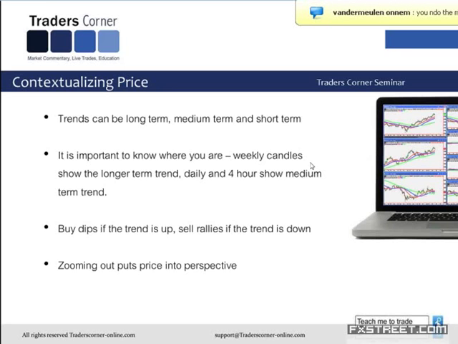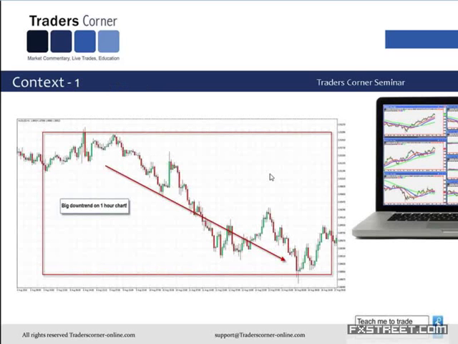Okay? So let's go and take a look out and see what zooming out can do. Sorry, I don't understand that, Van der Meulen. Okay, so taking a look at this chart here, what do you reckon? Downtrend? Who thinks downtrend here, yes or no?